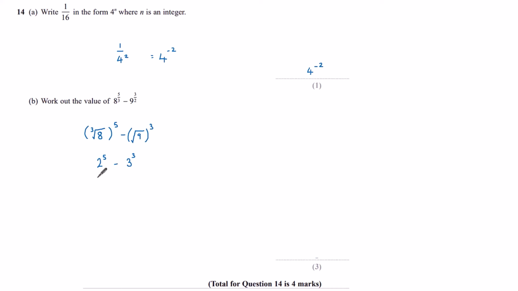2 to the power 5, that's 2 times 2 times 2 times 2 times 2, is 32. Subtract 3 times 3 times 3, which is 27. And this gives us a value of 5.